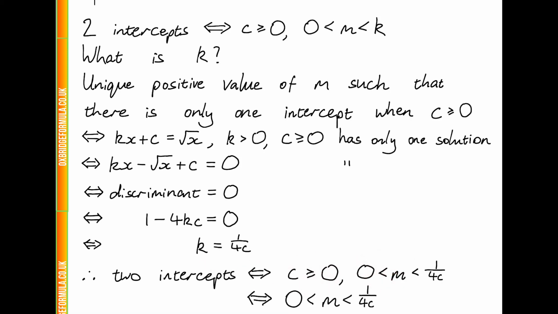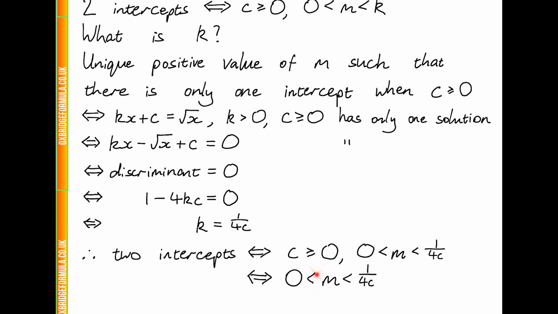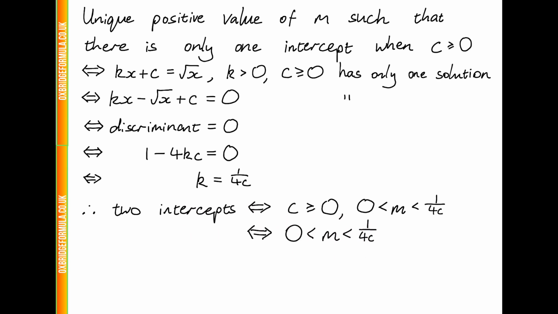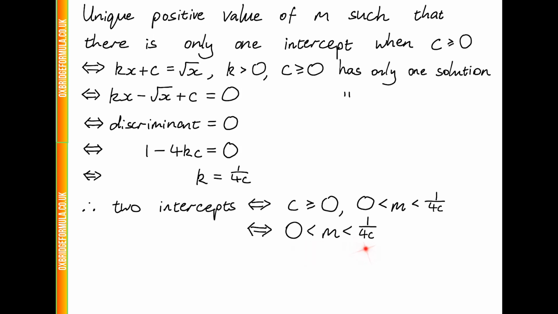So therefore we see that this is the complete set of values for m, in which we have two intercepts between the line y equals mx plus c and the curve square root of x. And if you refer back to the options given at the start of the question, we can see that this is just option A. So our answer to the question is A.